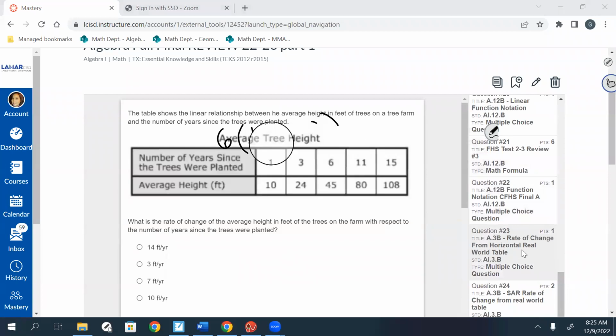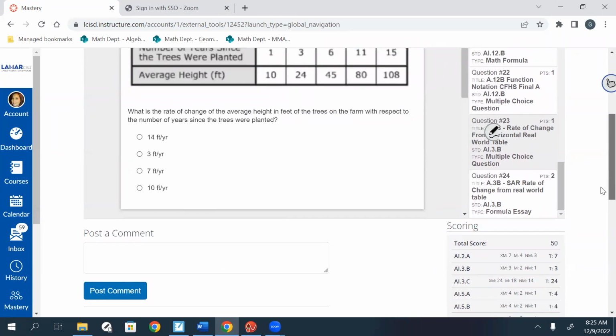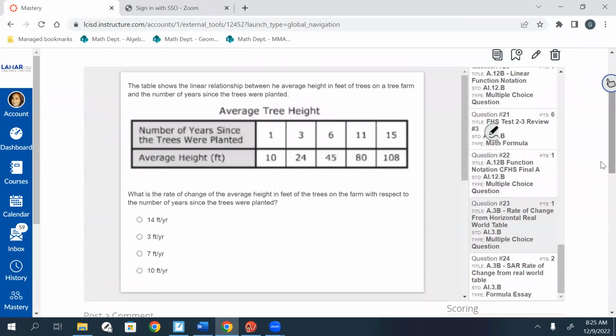All right, we've got our last couple problems for the review for today, and then you'll be good to go. So this is question number 23. It says, we've got this table here. It's showing the relationship between the average height of trees on a farm and the number of years since they've been planted. It says, what is the rate of change of the average height of the trees? With respect to the number of years.